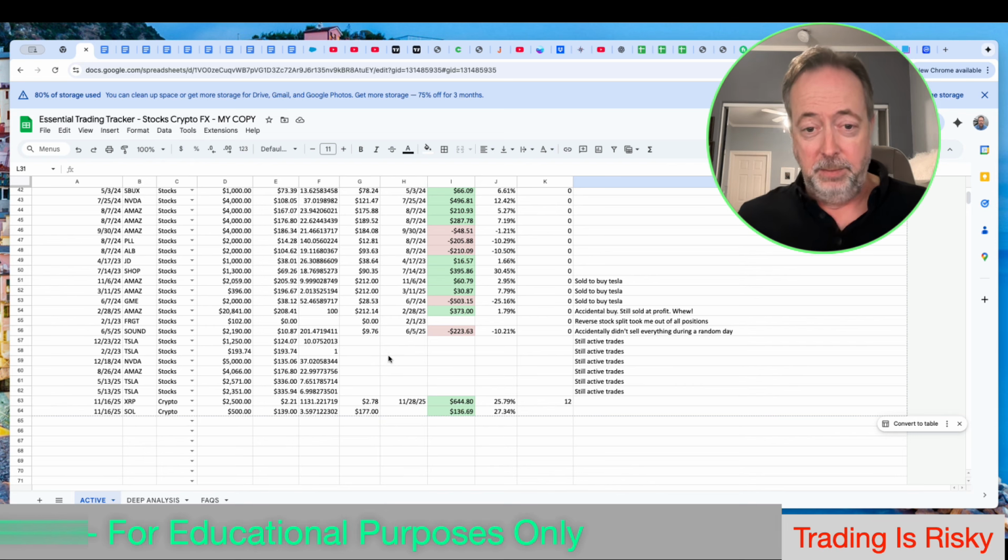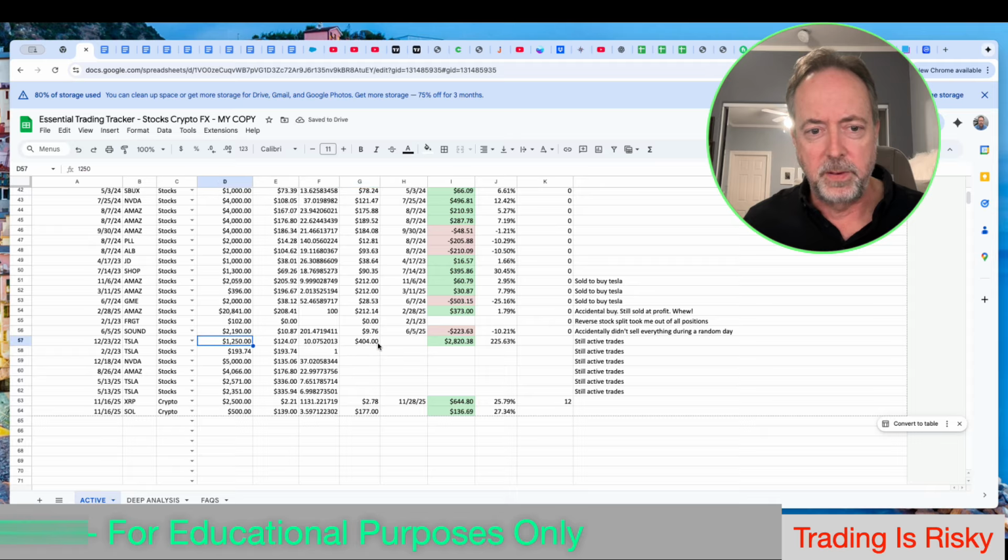And look at this. Look at the amount I'm going to make on these guys. Watch this one, Tesla. It's at 404 now. I'm going to put 404. Watch this. Watch how much I make. Boom, $2,800 on a $1,250. I'm going to make 225%.